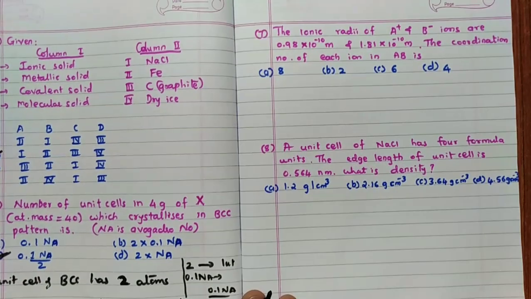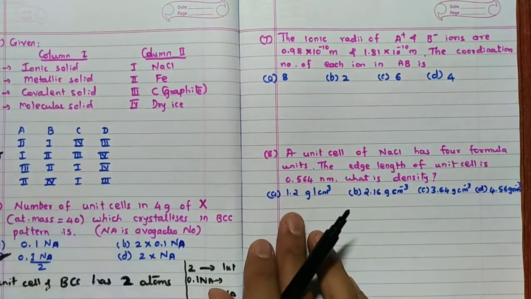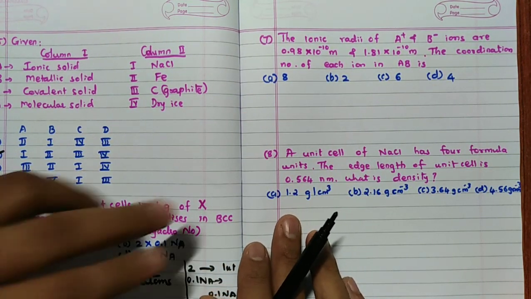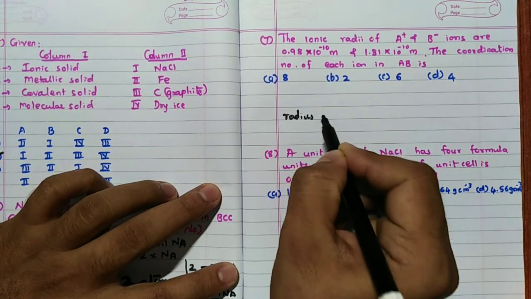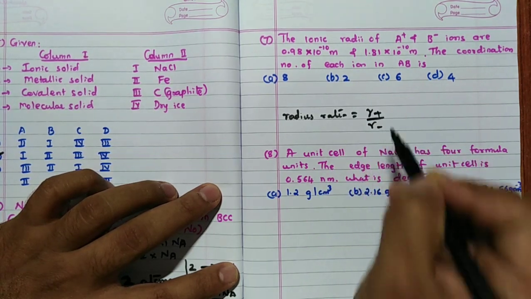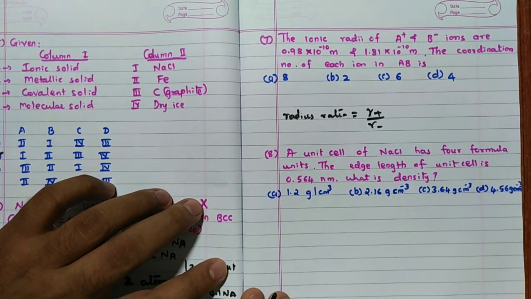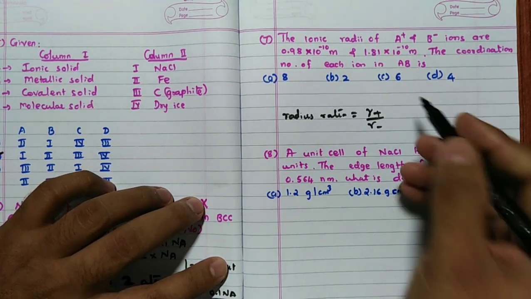Now, a very important problem on radius ratio. The radius ratio problem is very, very important. You have to remember those things. Remember, radius ratio is equal to R plus divided by R minus. So R plus is nothing but the radius of the cation, and R minus is nothing but the radius of the anion.